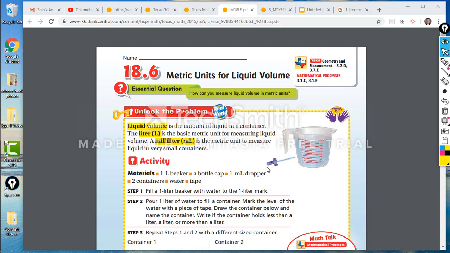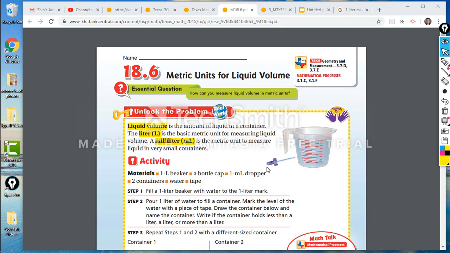We have a very interesting lesson today. Ideally, I'd wish we were in the classroom because this is when we would take out the beakers and the droppers that we have there in the class, and be working with these with our hands. But you at home have the ability to work out the experiment that they have here for 18.6. And 18.6 deals with metric units for liquid volume. So that's what we're going to be focusing on today: the liter and the milliliter.